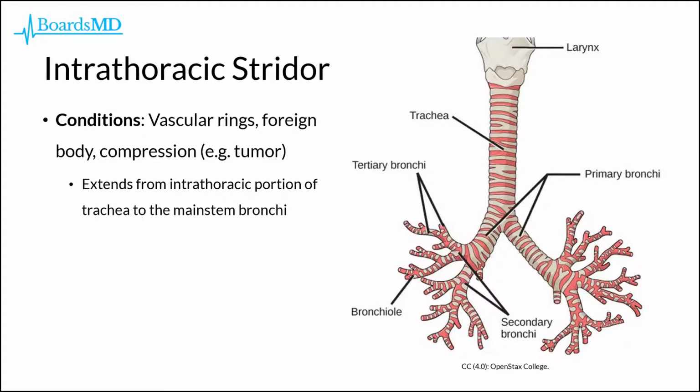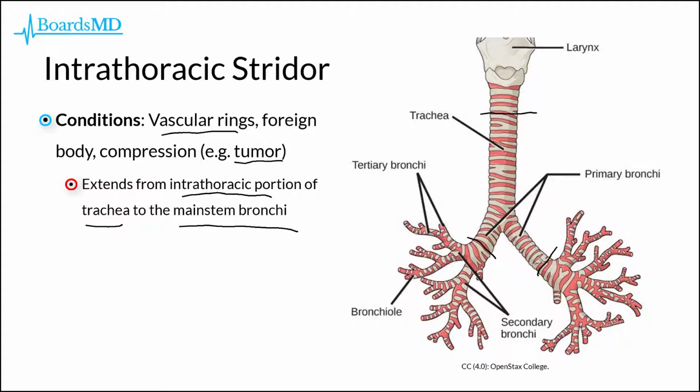In contrast, intrathoracic stridor is classically going to include conditions such as vascular rings, foreign body aspiration, as well as compression of the large airways, for example by tumors. In the case of intrathoracic stridor, this is going to involve the area extending from the intrathoracic portion of the trachea, which is essentially the bottom 6 to 9 centimeters of the trachea, approximately from this point downward, all the way down to the main stem bronchi. And this essentially goes up to this portion here, where we branch from the main stem bronchi into the secondary and tertiary bronchi.